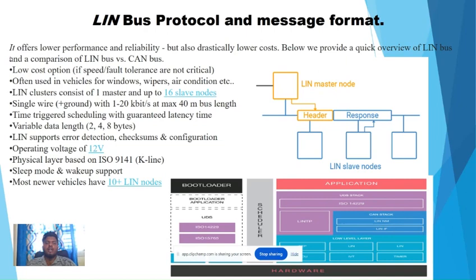LIN bus protocol and message format. A low cost option, often used in vehicles for windows, wipers, air conditioning. LIN clusters consist of one master frame, mostly up to 16 slave nodes. Single wire with 1 to 8 bytes, max 40 meters bus length. Time triggered scheduling with guaranteed latency time, variable data length.